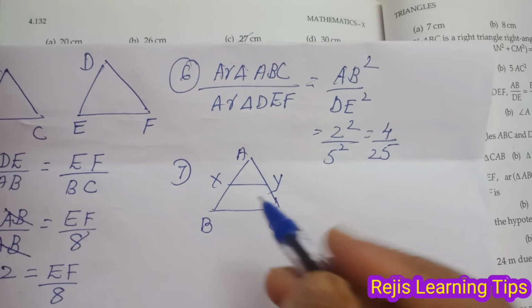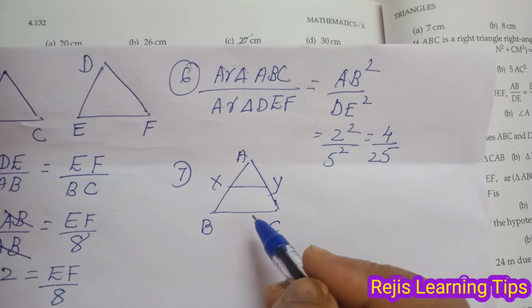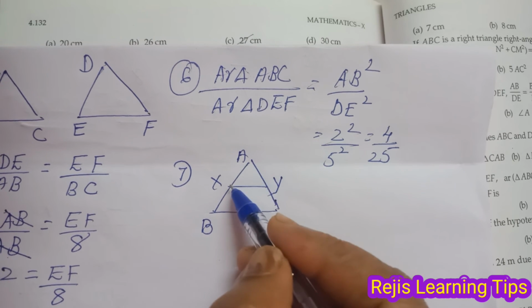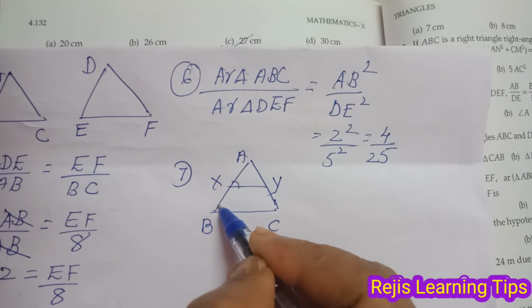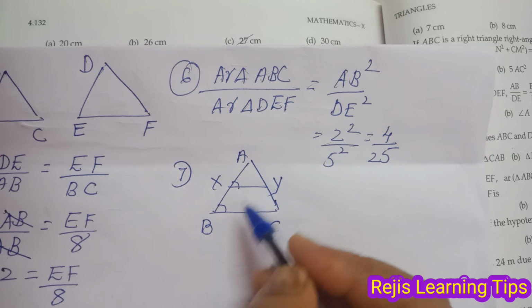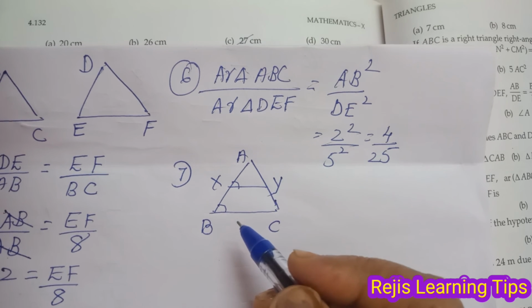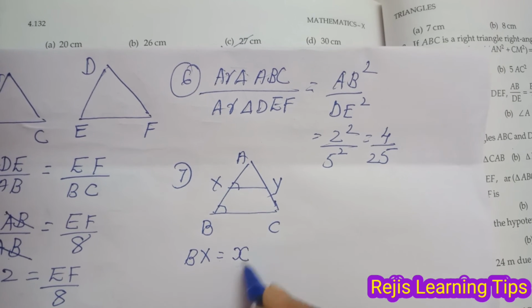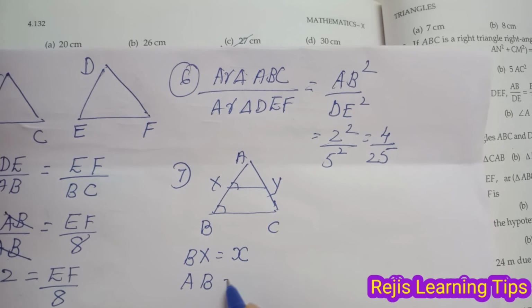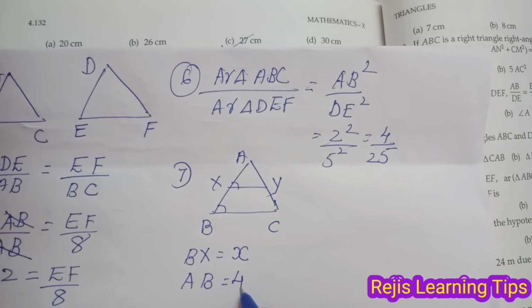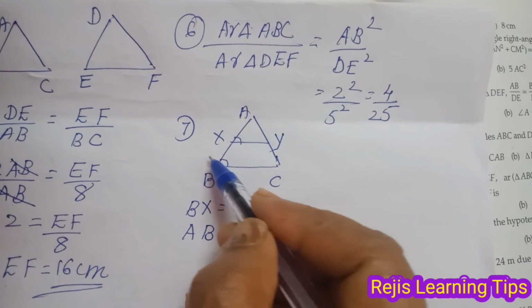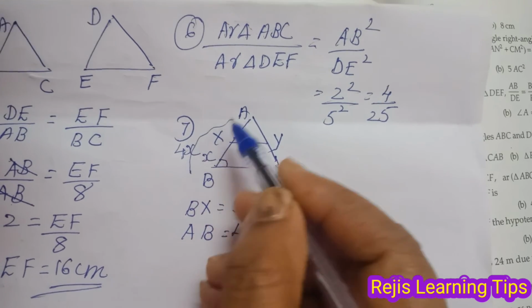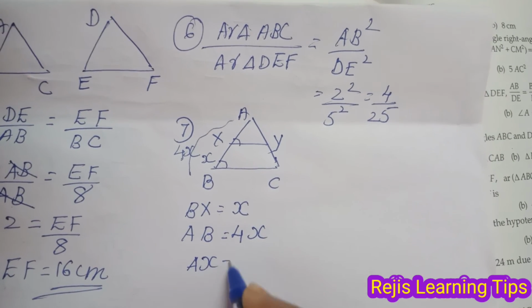Here triangle AXY and triangle ABC are similar because angle A is equal to angle A. Then angle AXY is equal to angle B, corresponding angle. So we can say that triangle AXY is similar to triangle ABC. Suppose BX is equal to X. AB is equal to 4BX is given, so AB is equal to 4X. Then AX is equal to 3X.